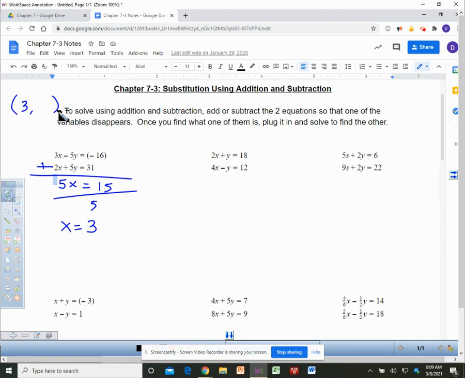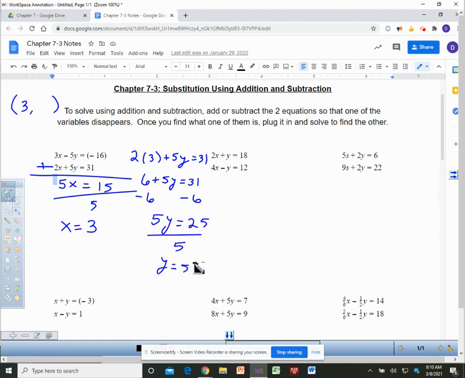Now, to find your y coordinate, pick either equation and plug that in for x. So I'm just going to pick the bottom one. It doesn't matter if it's top or bottom. So 2 times 3 plus 5y equals 31. 6 plus 5y equals 31. How do I get rid of the 6? Minus 6. So 5y equals 25. What's y going to equal? So your coordinate would be 3, 5. It's a little quicker than substitution.